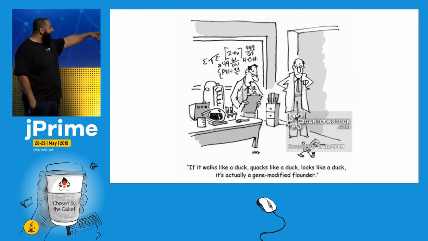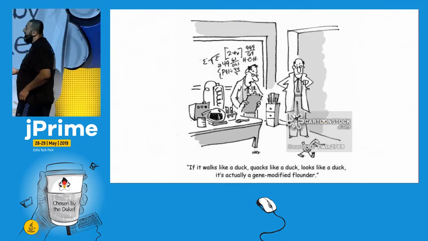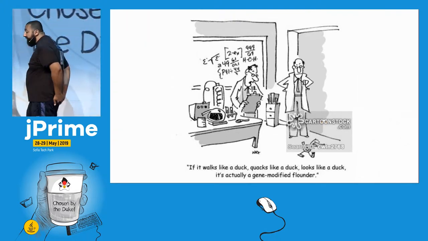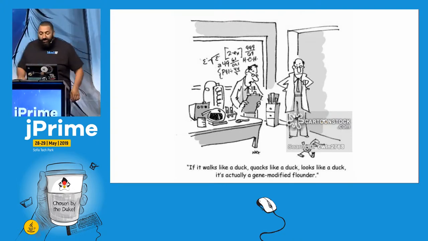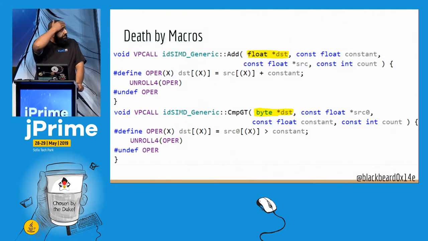So it looks like something, but it's not. It looks like a method, but it's not a method. It looks like a constant, but it's not a constant. It can look like anything, and that's it. So this is an example of a macro.